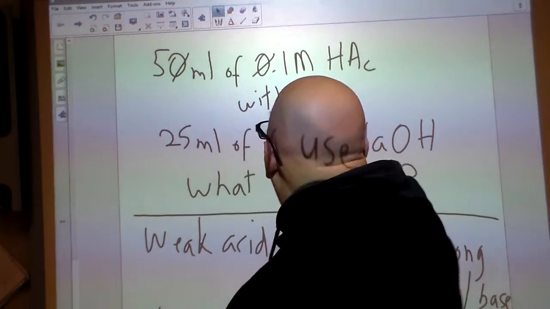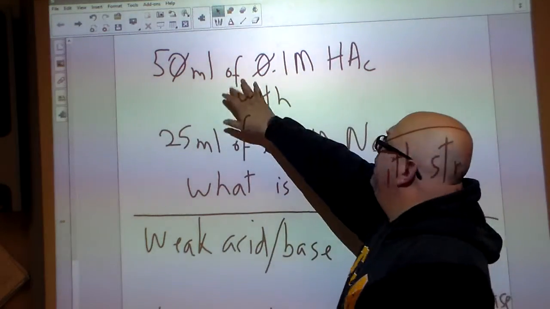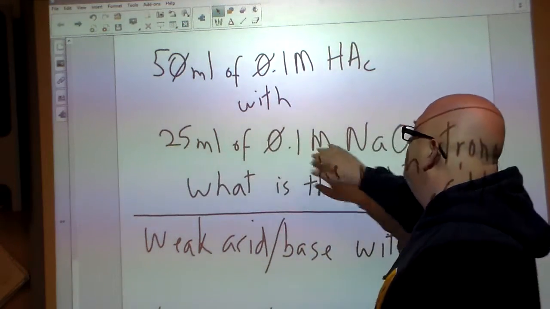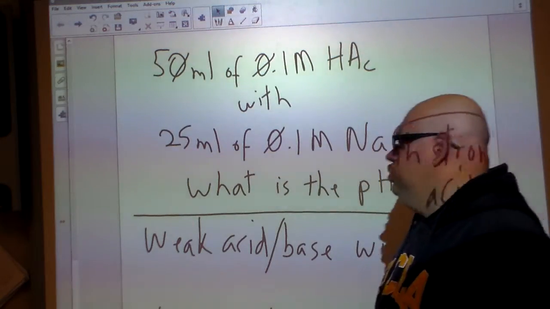That's the difference. So for our problem, we're going to look at good old-fashioned acetic acid: 50 milliliters of 0.1 molar acetic acid with 25 milliliters of 0.1 molar NaOH. What is the pH? That's our question.